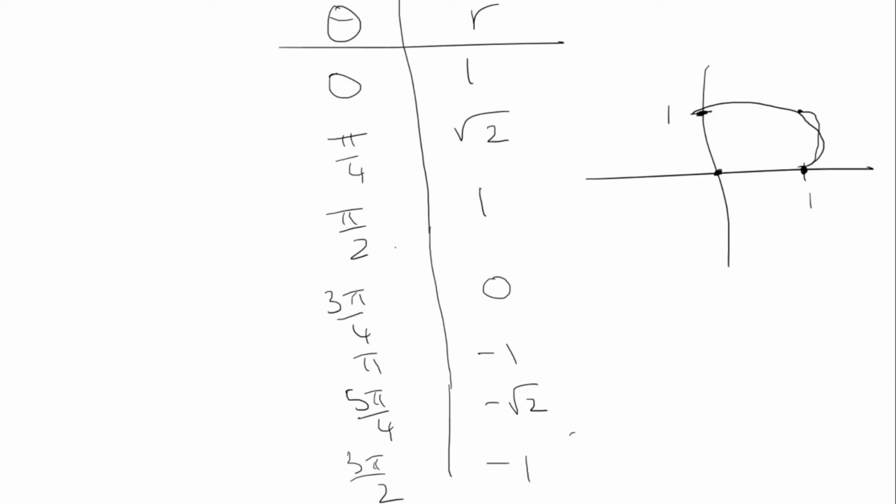And then from pi over 2 to 3 pi over 4, well, that's in the second quadrant, and it goes down to 0. And then from 3 pi over 4 to pi, that's in the second quadrant here, but it's negative. So it throws us back to this side. So it should look like this. And then afterwards, it starts repeating.